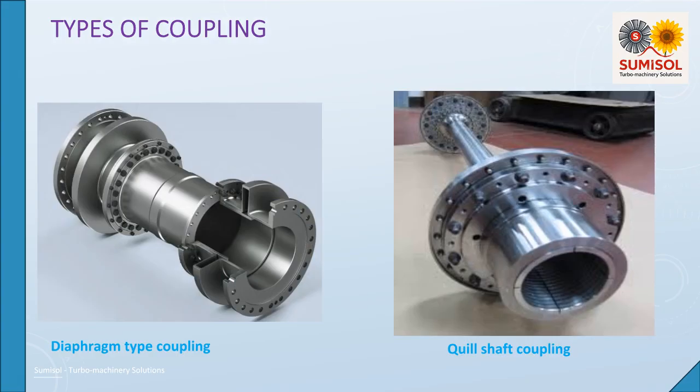A diaphragm coupling is a flexible mechanical device used to transmit torque between two shafts while accommodating misalignment through the elastic deformation of a thin, flexible metallic membrane. These couplings are ideal for high-speed, high-power applications and are designed for long, maintenance-free service life. Quill shaft couplings do not permit any relative axial movement between the coupled machines and are normally used in power generation systems. Both are API compliant.